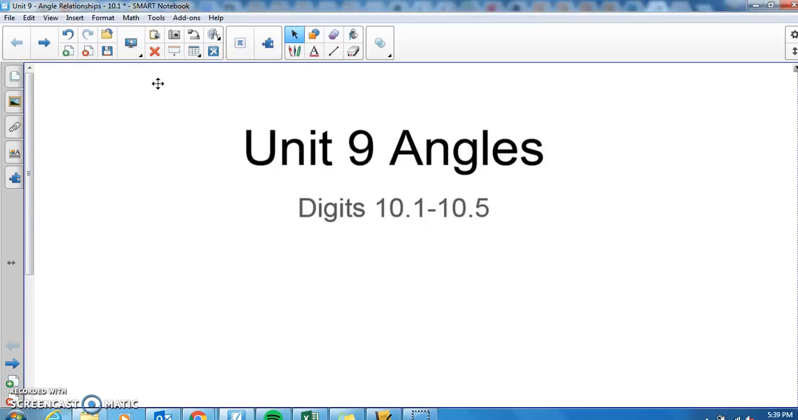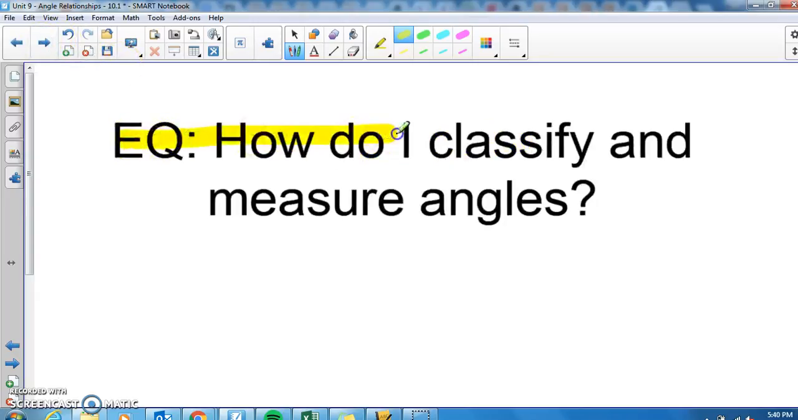So make sure you pay attention to the video, copy the things down that you need to copy down. First thing, if you will copy down Unit 9 angles, and then our central question, how do I classify and measure angles? Some of you in the past may have measured angles with a protractor, and we're going to spend a little bit of time doing that as well. And then we also have ways that we classify angles. Angles are classified based on their angle measure, and we have different ways that we do that.